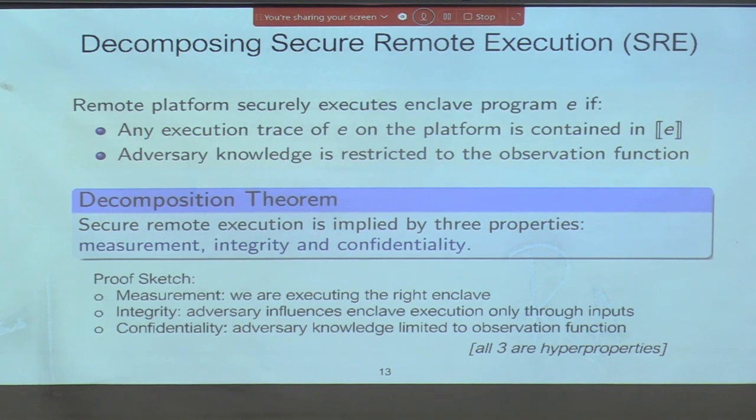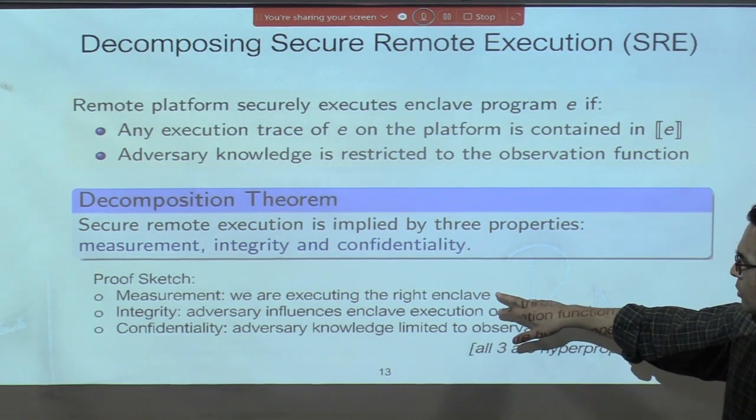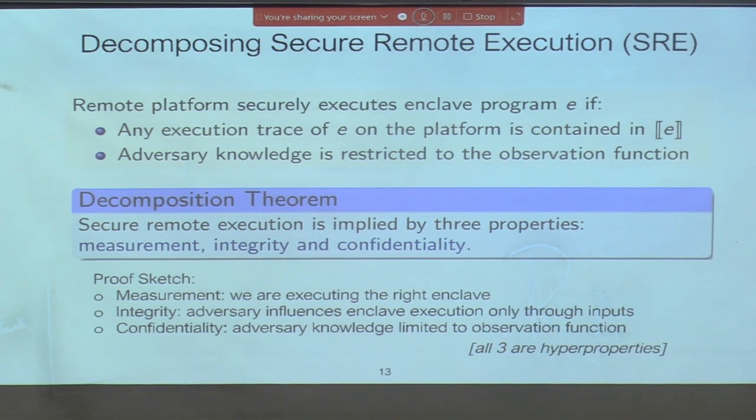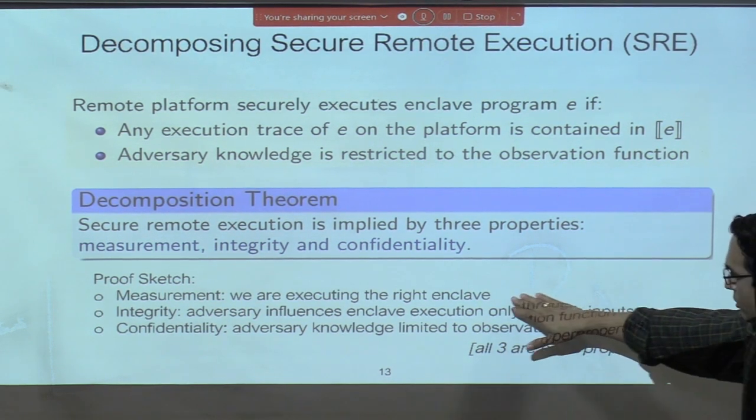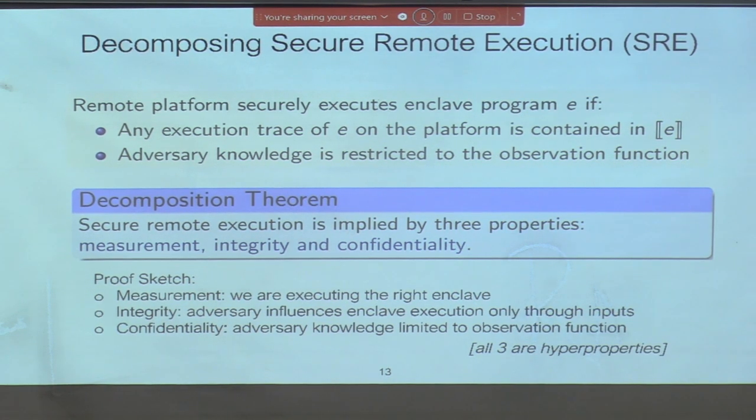And again, here in this talk, I'm not going to get into the details. What measurement does is it says that we are executing the right enclave. This is more of a cryptographic property that is based on the attestation function that trusted execution environments provide. But the other two properties are versions of what is known as observational determinism in the literature on specifying non-interference style properties. The first one is an integrity property which says the adversary only influences enclave execution through inputs that it can provide to the program. And the confidentiality property says the adversary's knowledge is limited to what it can observe.